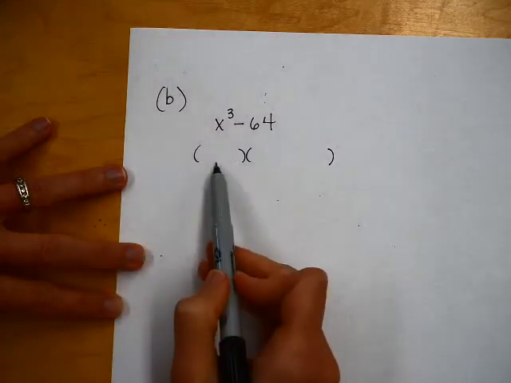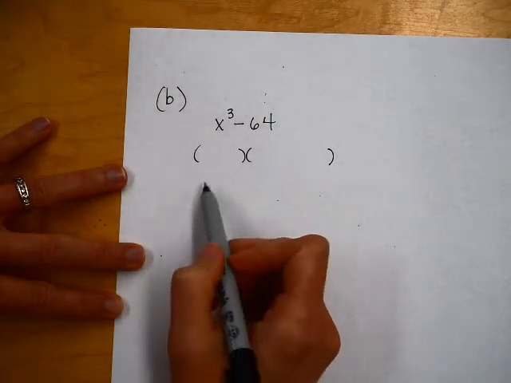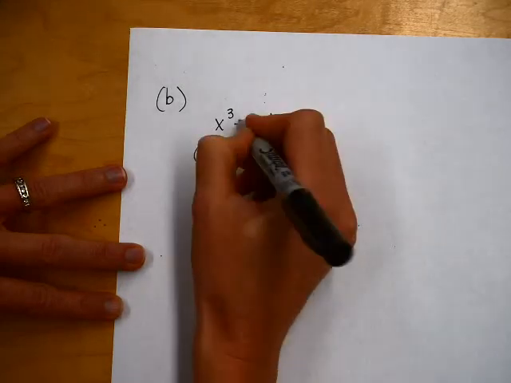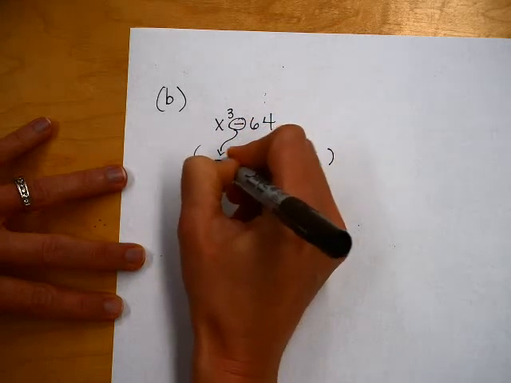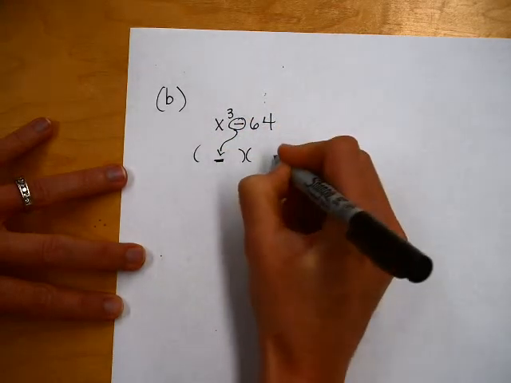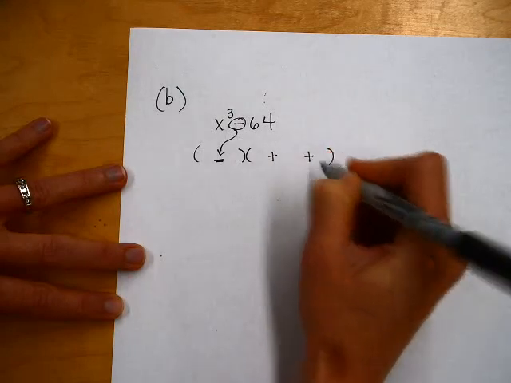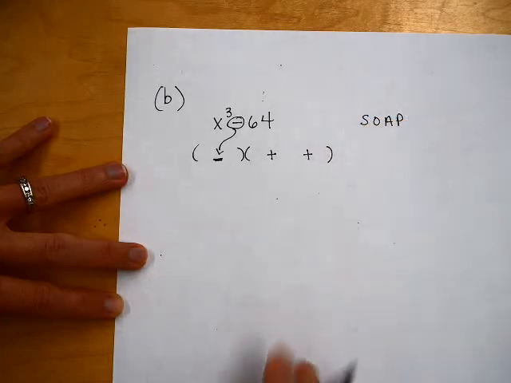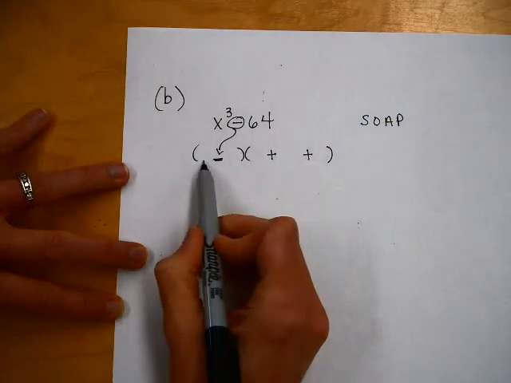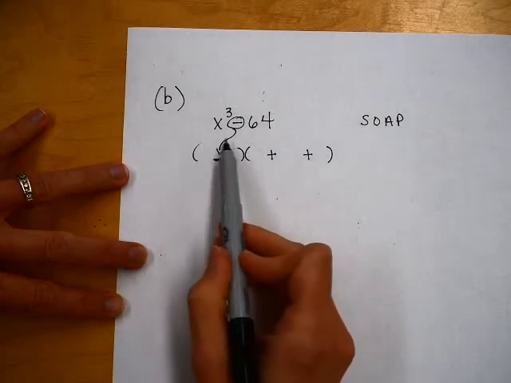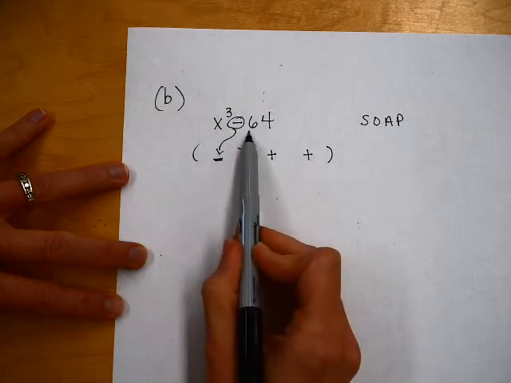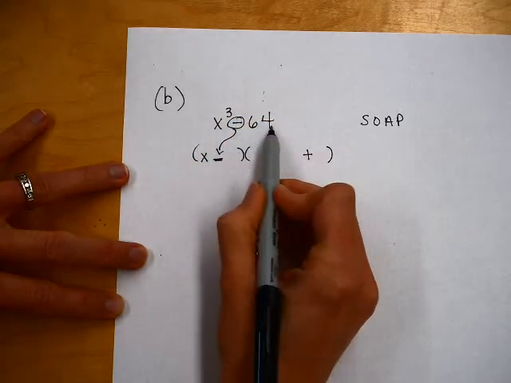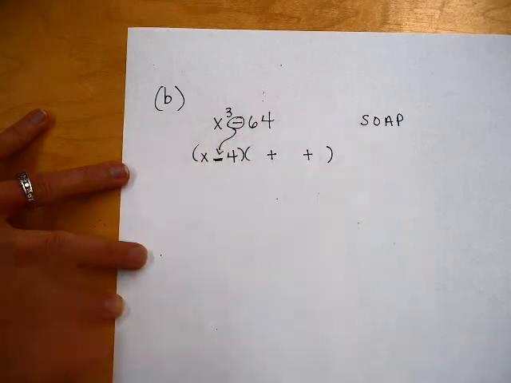Okay, so then I'm going to do SOAP. And remember from the previous example, go back and look at it if you need to, that stands for same. So same as my problem goes here. Opposite of this sign goes here. And the last one is always positive. So that was same, opposite, always positive. Okay, now if you remember from the other example, the next step is to take the cube roots of each of these. So the cube root of x cubed is x, that goes here. And the cube root of 64 is 4, that goes here.